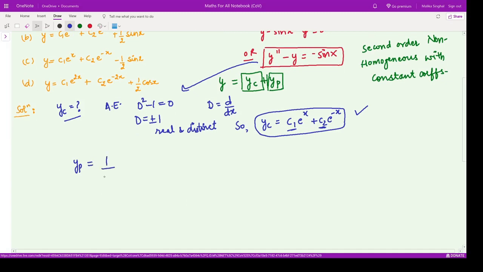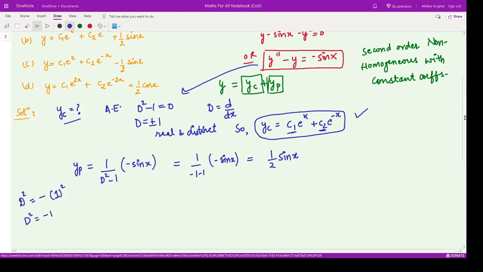The direct method is, I will just write the operator form of this equation here and the right hand side of the given equation. And what you have to do in this case is that you just have to replace this D square with the negative of the square of the coefficient of x. The coefficient of x is 1. So, basically you will just replace D square with minus 1. So, let us do it. 1 upon minus 1 minus sine of x, which is 1 by 2 sine of x, right.